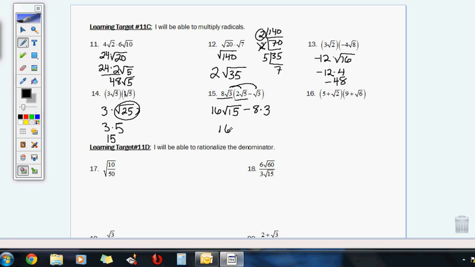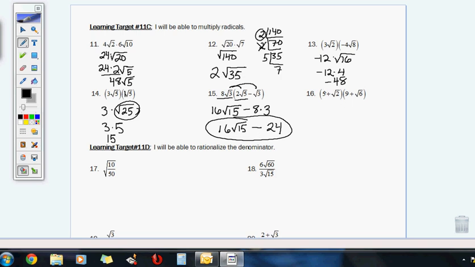So this is going to be 16 times the square root of 15. You should try to simplify 15, but we can't. And then minus 8 times 3 is 24. You can't go any further than that. They are not like radicals at that point.